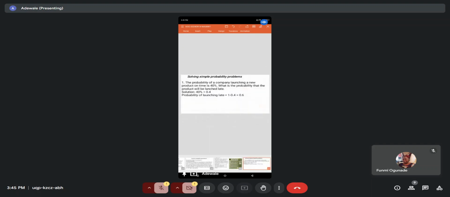And solving simple probability problems. For example, number one: the probability of a company launching a new product on time is 40%. What is the probability that the product will be launched late?